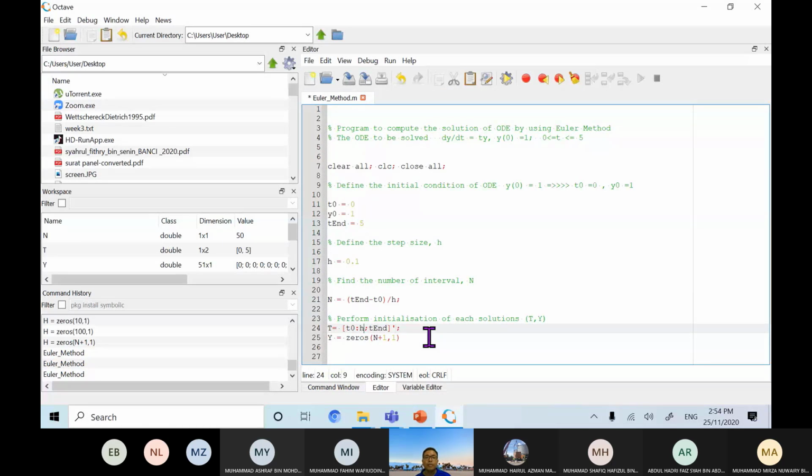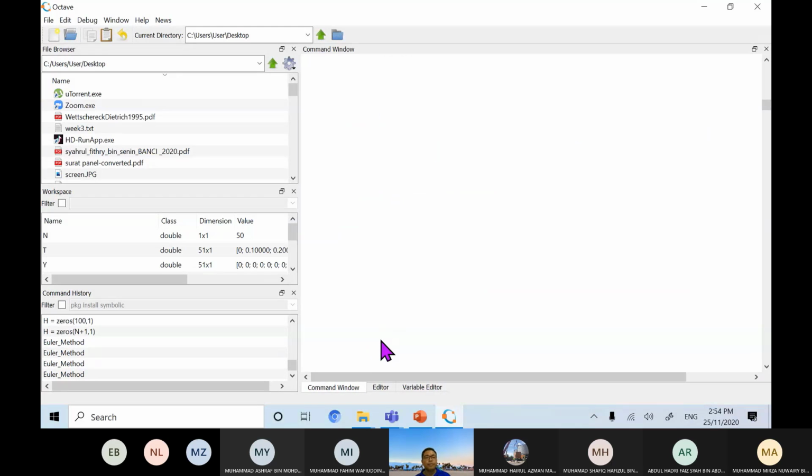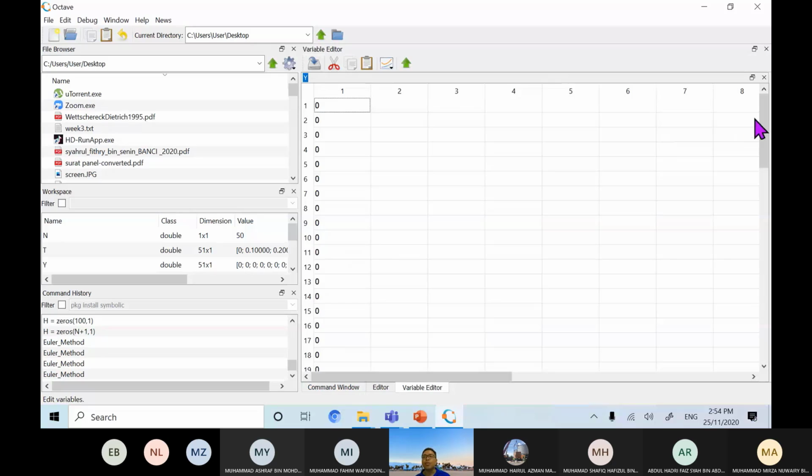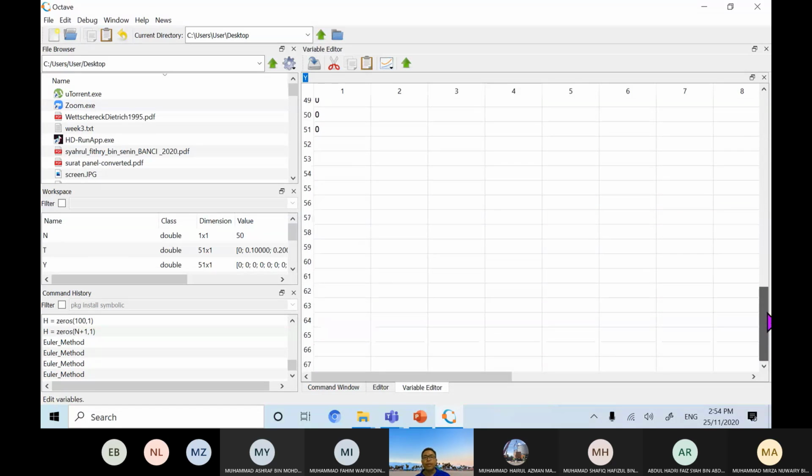Oh, patutlah yang ni sepatutnya dia double kan, semicolon macam tu kan. Okay, cuba run. Tak tahu kenapa dia macam pelik sikit sini. Sepatutnya dia ada ni dia akan keluar Y itu berapa. Okay, this is your Y.